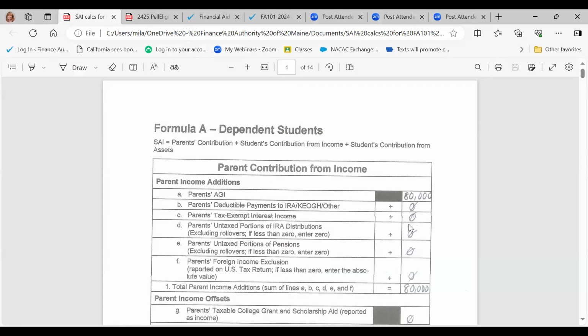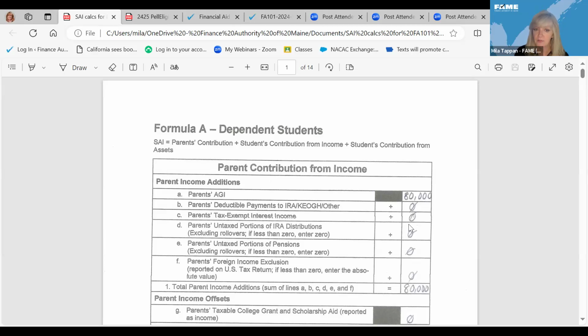Okay. So when we talk about an SAI, what we have is parent information, parent income information, parent asset information. We have student information, student income information, and student asset information. For the purposes of this first one, I wanted to show you again that family of four making $80,000. What does their SAI look like? How does it get calculated? What gets factored in? And at the end of the day, how much is their SAI?